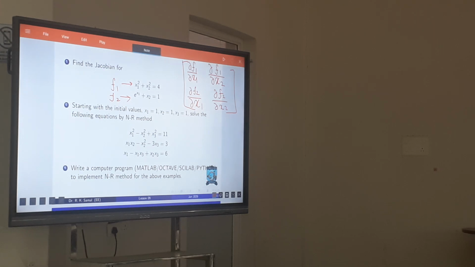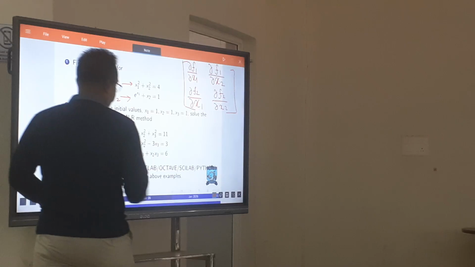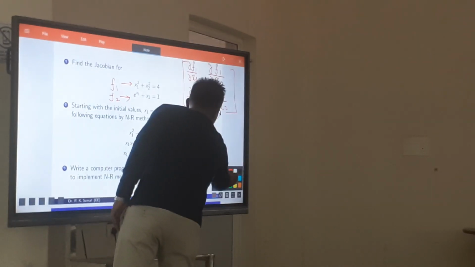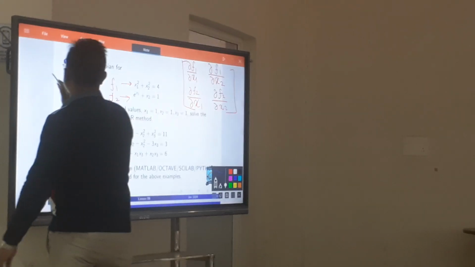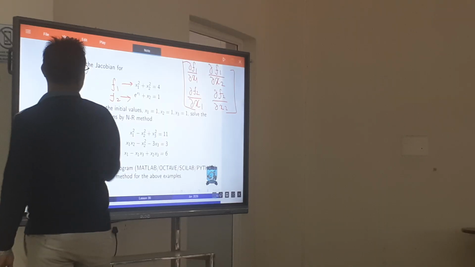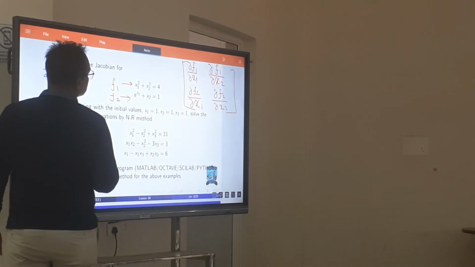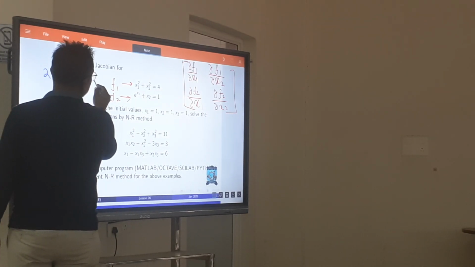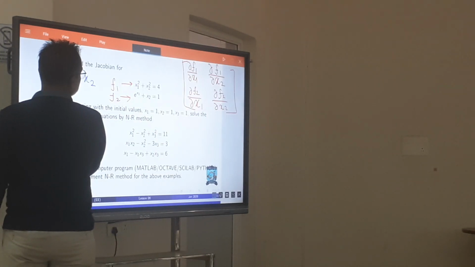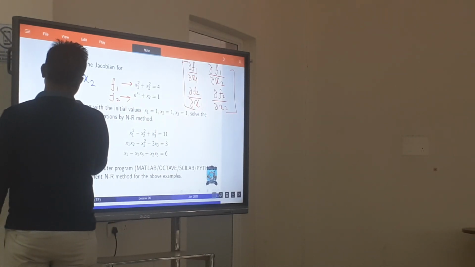What will be the first element? 2x1 plus 2x2? Is it 2x1 plus 2x2? No, 2x1 only. It's a partial derivative. So the first element is 2x1. What is the second element? 2x2. Third element? E power x1. Fourth element? 1.